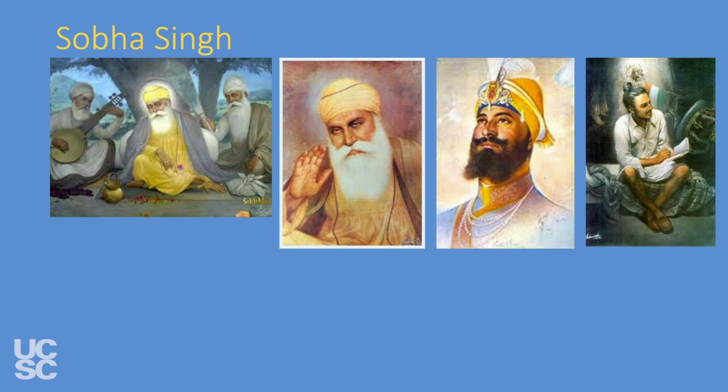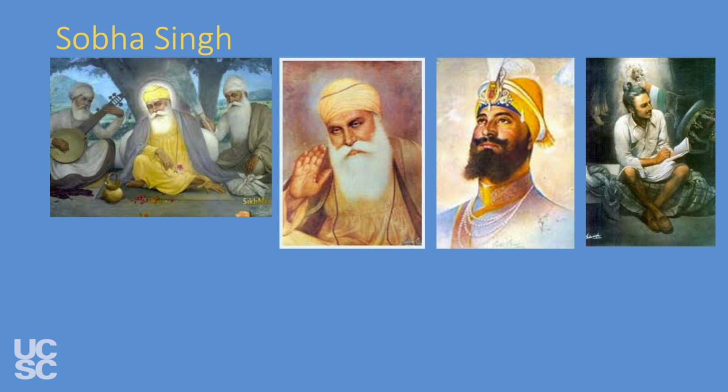This is an unusual portrait by Sobha Singh, and this is actually a painting of a young Sikh revolutionary, Bhagat Singh. And Bhagat Singh was inspired by the revolutionary fervor of the time, and he participated in attacks on some of the British authorities, and he was caught and executed at the age of 23 in 1931.